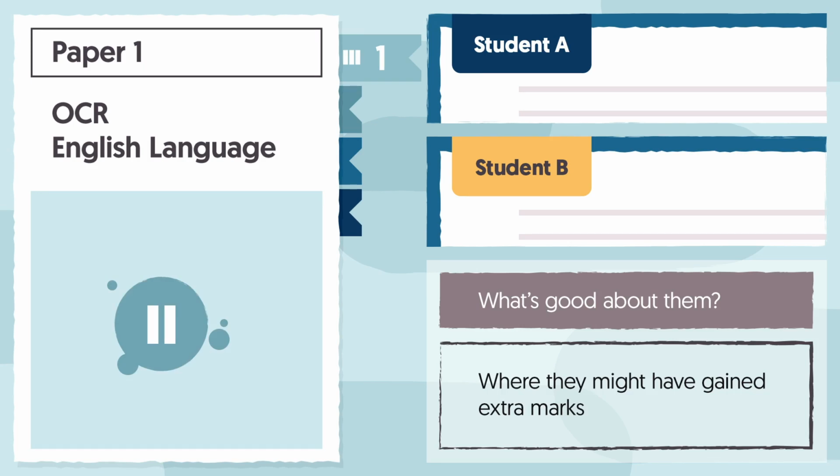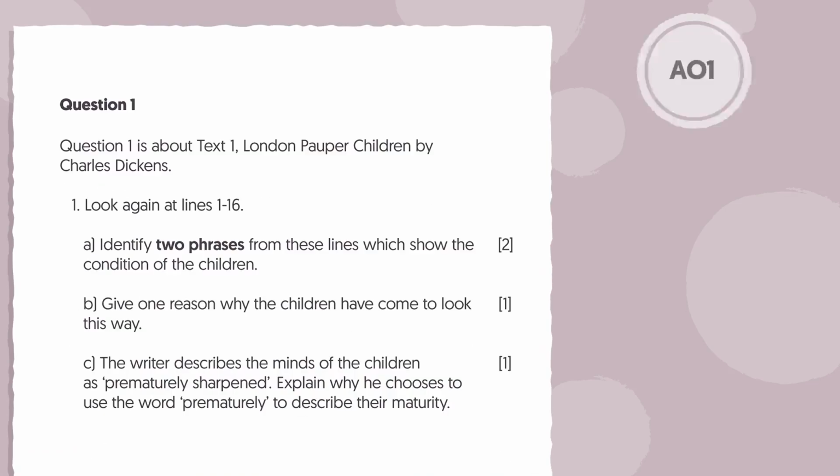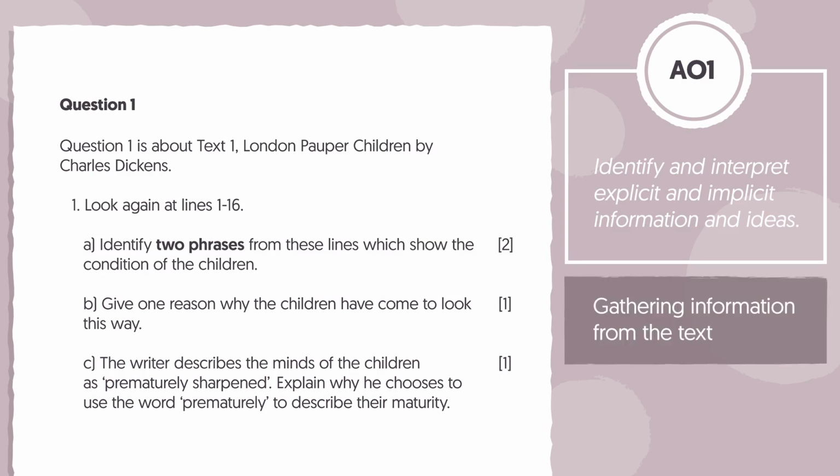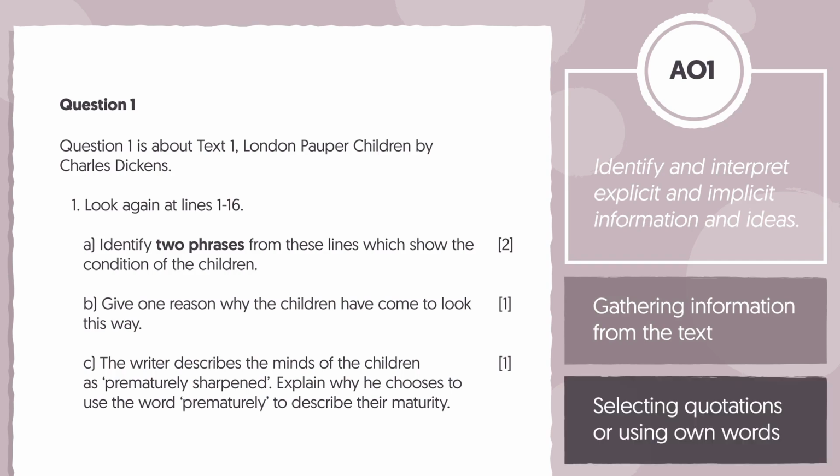Question 1 on this paper assesses Assessment Objective 1, your ability to identify and interpret explicit and implicit information and ideas. This means gathering information from the text, both things that are clearly stated and things that you have to work out for yourself. This could be by selecting quotations or using your own words. Question 1 is worth 4 marks in total, and it can be split into 2 or 3 smaller questions.